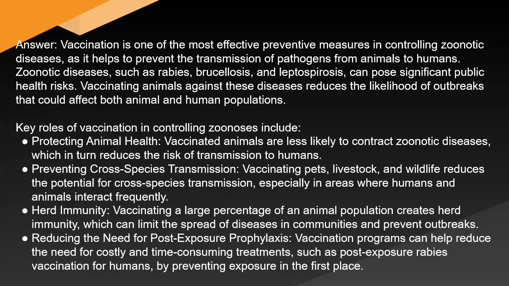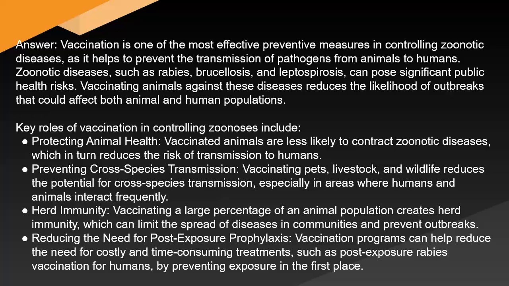Key roles of vaccination in controlling zoonoses include protecting animal health. Vaccinated animals are less likely to contract zoonotic diseases, which in turn reduces the risk of transmission to humans. Preventing cross-species transmission. Vaccinating pets, livestock, and wildlife reduces the potential for cross-species transmission, especially in areas where humans and animals interact frequently. Herd immunity.